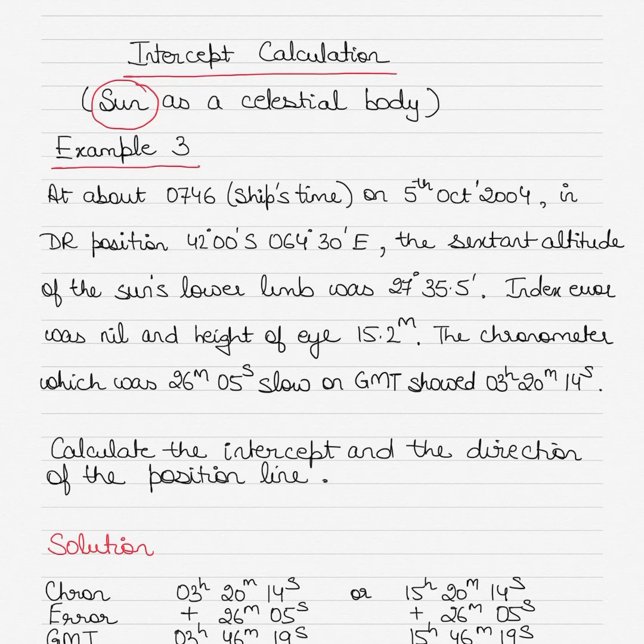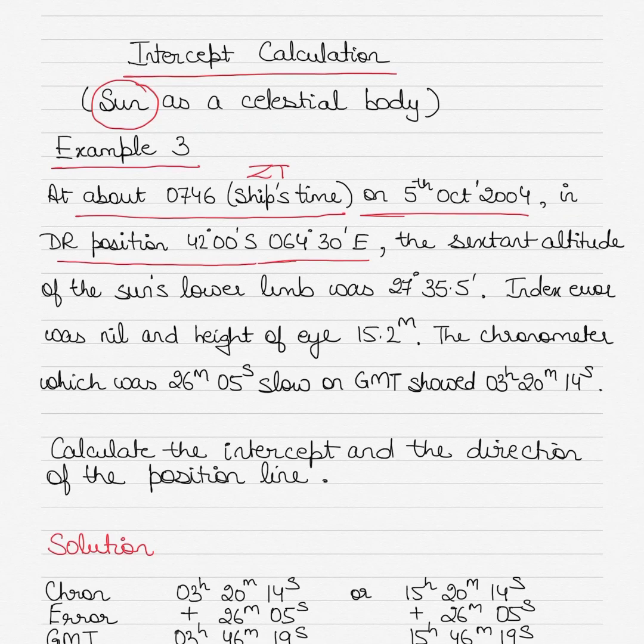Today's example is example number 3 for Sun as a celestial body. The question says it's about 7:46 ship's time, or in some questions you might read it as zone time or ZT. The date is 5th of October on the ship. So on the ship it's 5th of October and that local time on the ship is 7:46. The ship is in DR position, 42 degrees south and 64 degrees 30 minutes east.